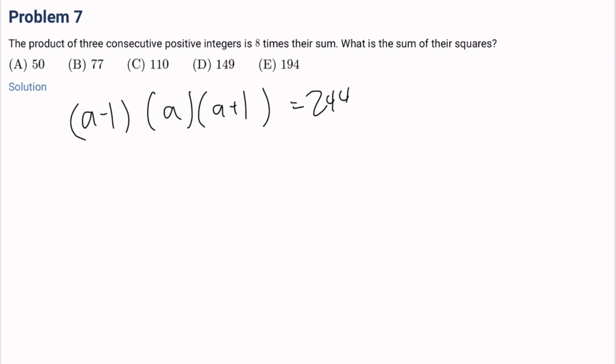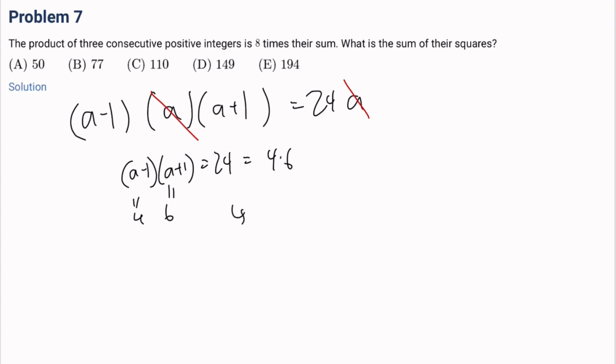And so if we cancel a from both sides, then that gives us a minus 1 times a plus 1 equals 24. And 24 equals 4 times 6. So this is 4 and this is 6. So that means that the three numbers are 4, 6, and the one between them. So 4, 5, and 6.